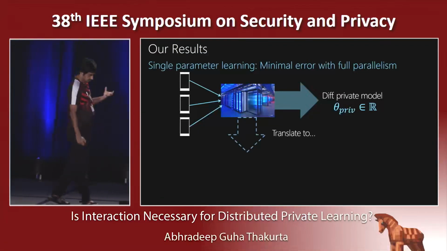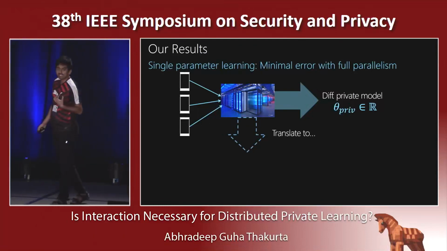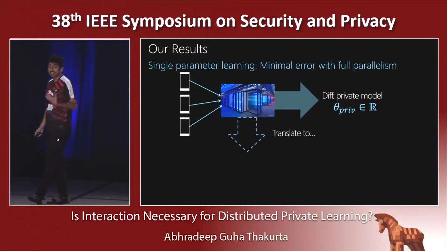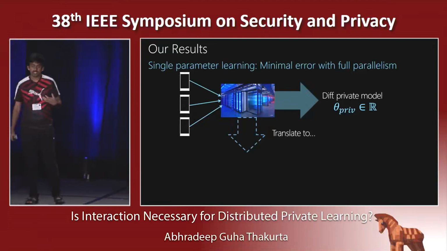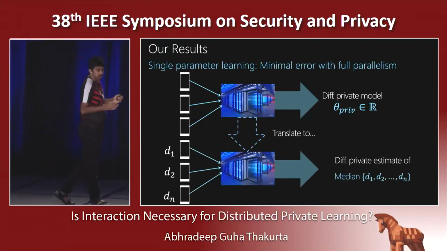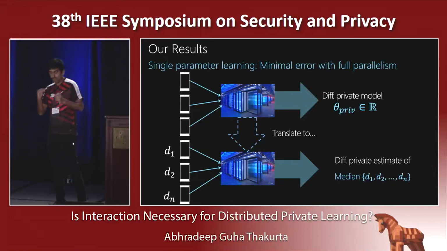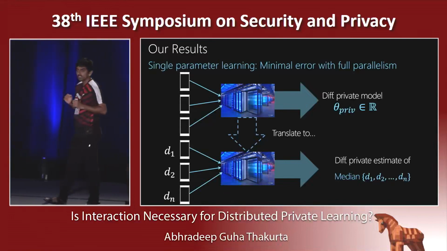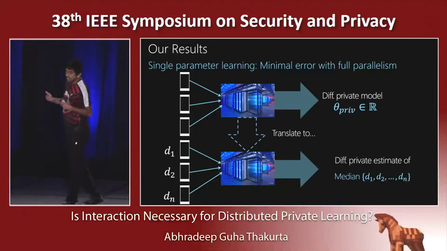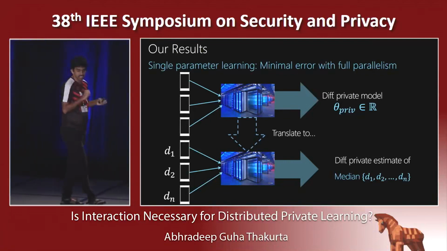The first thing we do is translate this problem into a seemingly natural problem of computing statistics about data. It's not just training a learning algorithm, it's actually computing statistics about data. So we translate this problem into computing the median of a bunch of data samples. And the beauty of this translation is that it does not incur additional error beyond the error of the original algorithm. So this translation is benign in that sense.